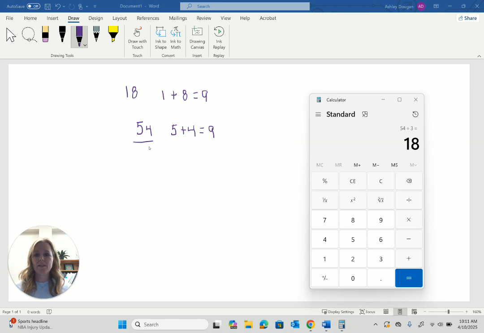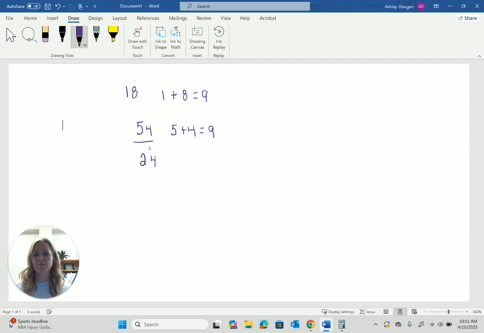We could do the same thing with the 24, right? I could say 2 plus 4 is 6. I know 3 divides evenly into 6, so I know that 24 is also divisible by 3.